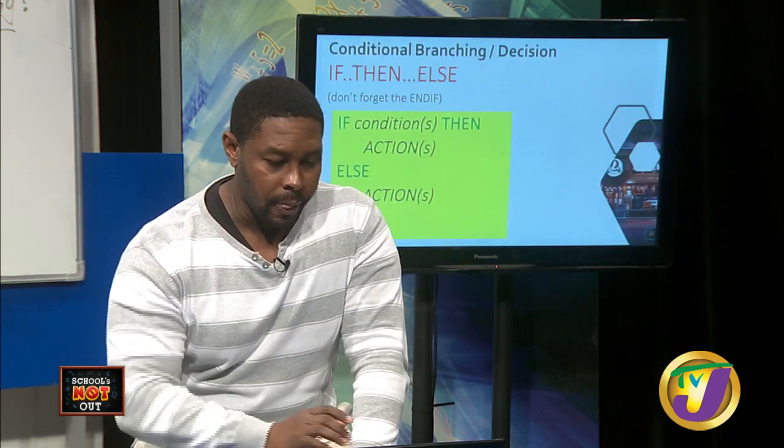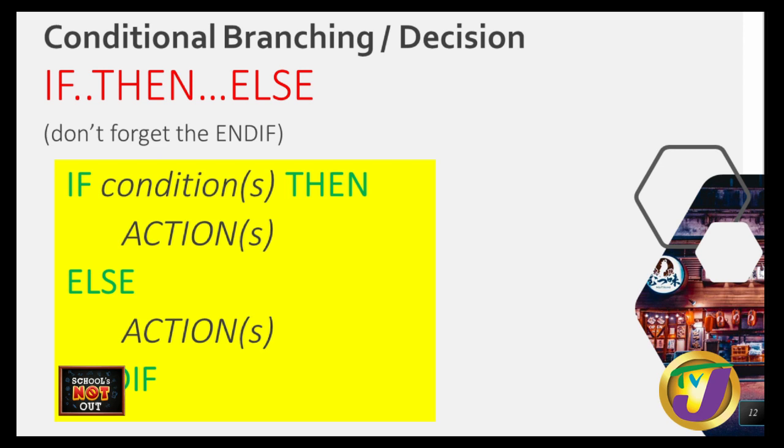All right, let's move on to the if, then, else structure. This is what we call conditional branching or decision making. The structure is that we have the word if, conditions follow if, and after those conditions comes the word then. After the word then comes a set of actions, then we have else, then a set of actions, and then end if.